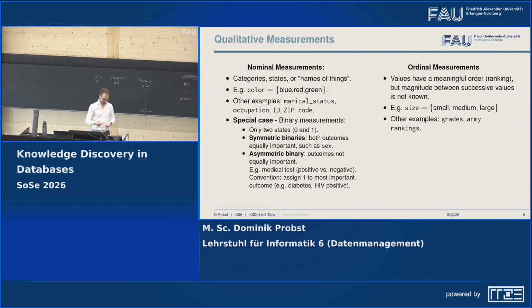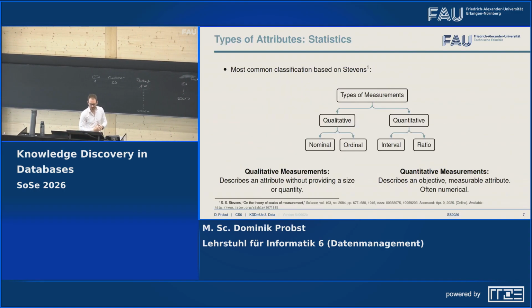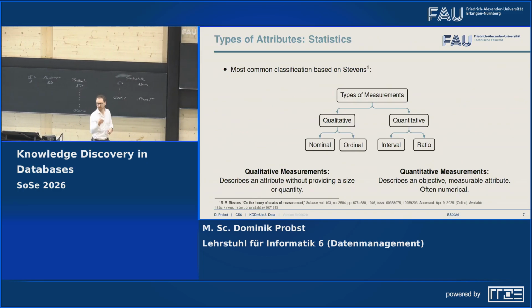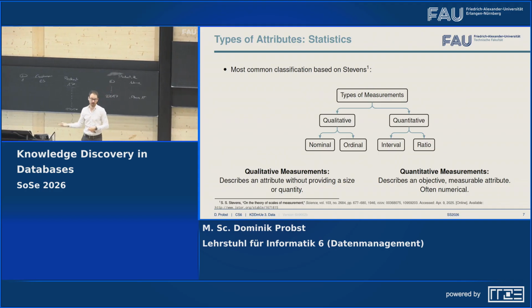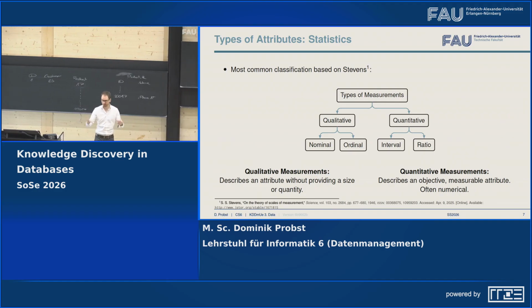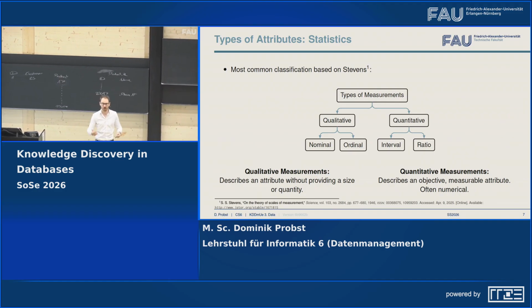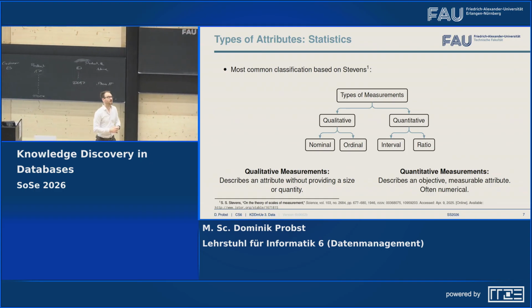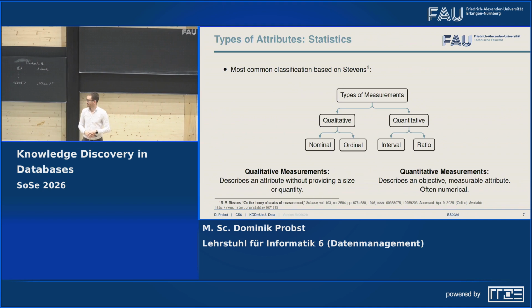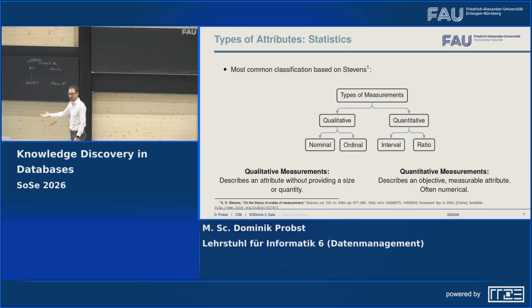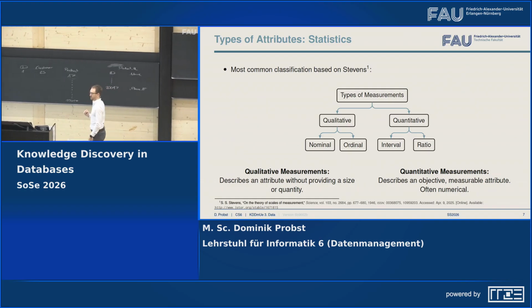While quantitative measurements describe an objective, measurable attribute. That's most often numerical, of course, because if we can measure things, we most often describe them numerically. For example, if we measure the length of a device, that's something we can objectively measure, and therefore it's quantitative.